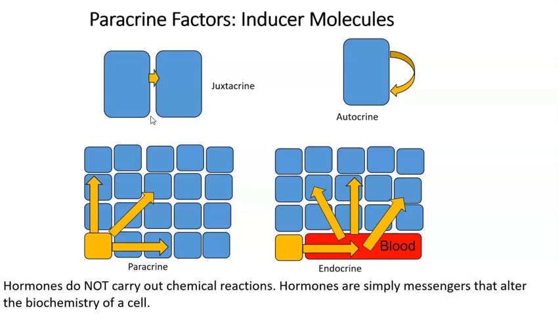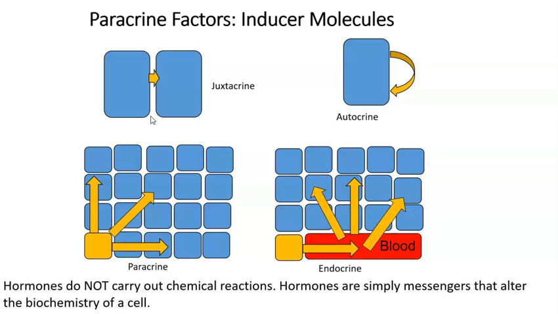Juxtacrine is signaling from something right next to cells, so these little blue boxes are supposed to represent cells. Juxtacrine signaling would be just cell-cell interaction, so usually something that's attached to the cell or on the cell surface, and it's not releasing or excreting it. It's just a cell touching a cell, so that would be called juxtacrine.